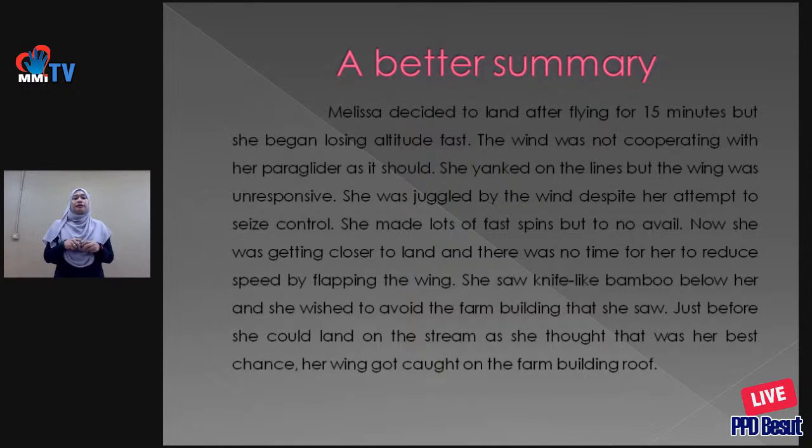The girl decided to land after flying for 15 minutes, but she began losing altitude fast. Content 1, the wind was not cooperating with her paraglider as it should. Content 2, she yanked on the lines, she pulled the line. Content 3, but the wing was unresponsive. Content 4, she was juggled by the wind despite her attempt to seize control. Content 5, her attempt to seize control. She was juggled by the wind, meaning she was being thrown in all directions.